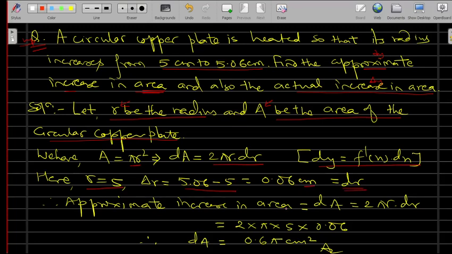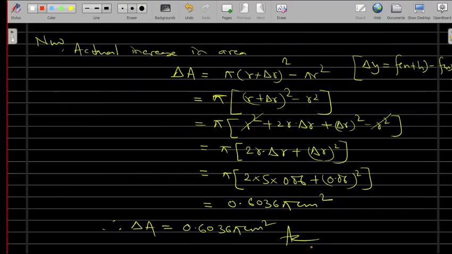Then the approximate increase in area is dA, that is 2πr dr. Here r is 5 and dr is 0.06. You will get dA equal to 0.6π centimeter square.